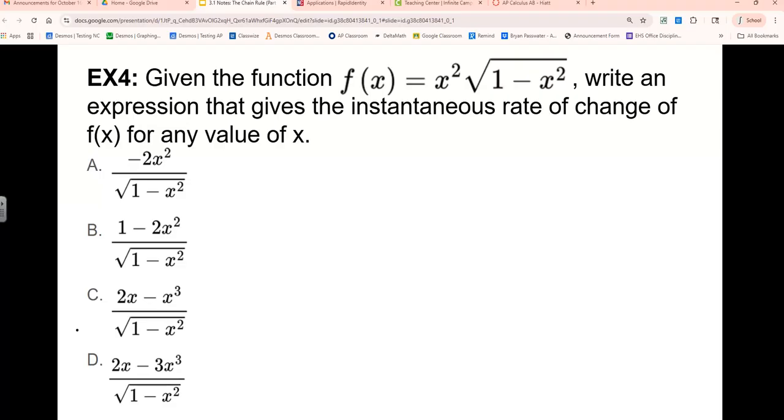Given the function f of x equals x squared times the square root of 1 minus x squared, write an expression that gives the instantaneous rate of change of f of x for any value of x. When it asked for that instantaneous rate of change, what's it asking for? f prime of x. It's just asking you to find the derivative. Try to throw some of that language in there that they'll give you. So this is going to be a product rule with a chain rule inside. Before I do anything, I would change this to make it x squared times 1 minus x squared to the 1/2 power.